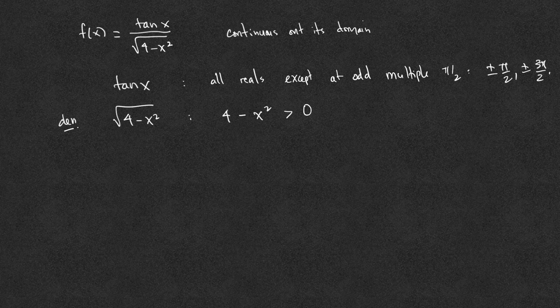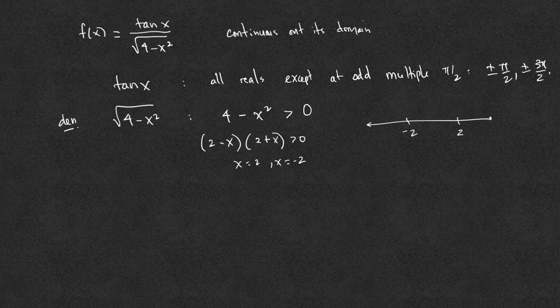To solve this inequality, we would factor the difference of two squares. 2 squared minus x squared is 2 minus x times 2 plus x. The values that would make this expression 0 are negative 2 and 2. We can solve this algebraically too, but it is clearer to solve the inequality using the number line. Pick a number in each interval and check the sign.